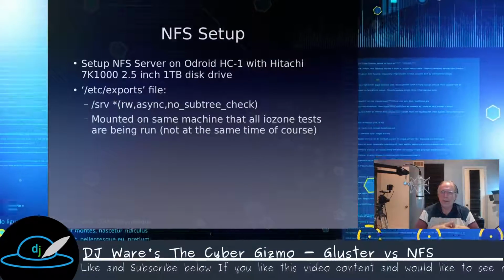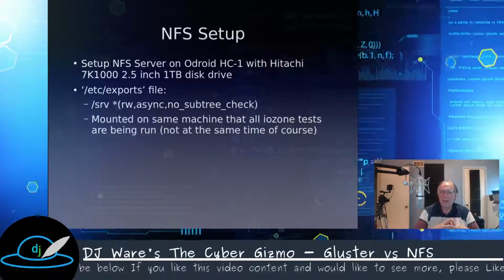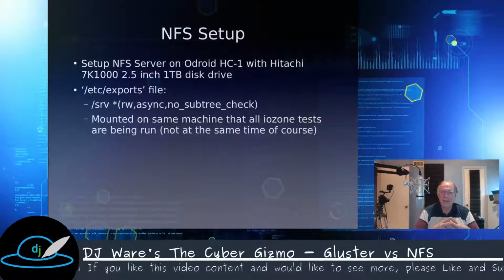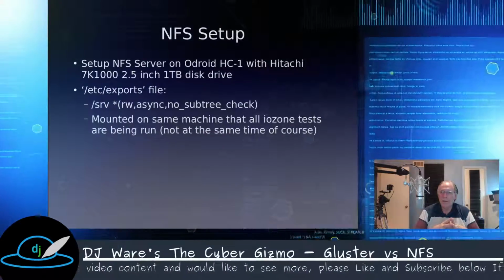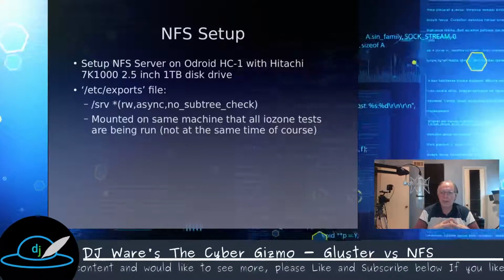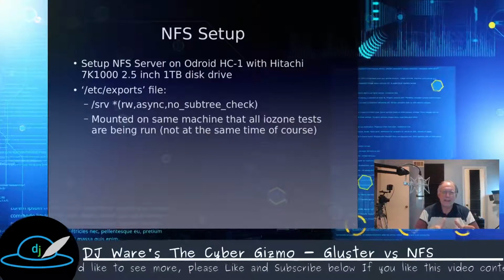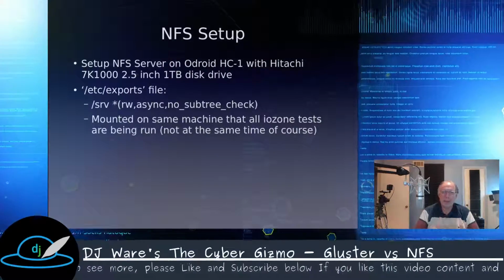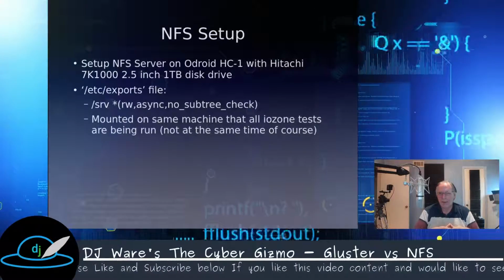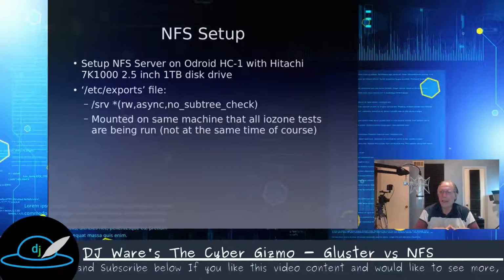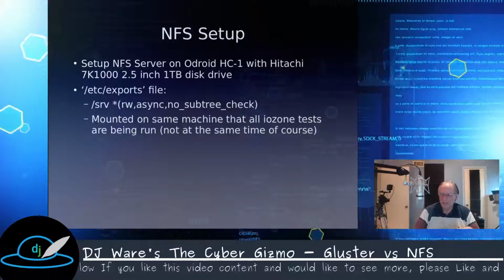It also uses the Hitachi 7K1000 disk drive. The export file, we're going to be using async mode, and I'll explain the reason why for that later. All the tests are conducted on the same machine as a client, and the mounts are done as we do the test. In other words, I don't mount the NFS partition until I'm ready to use it, and I don't mount the Gluster brick until I'm ready to use that as well.